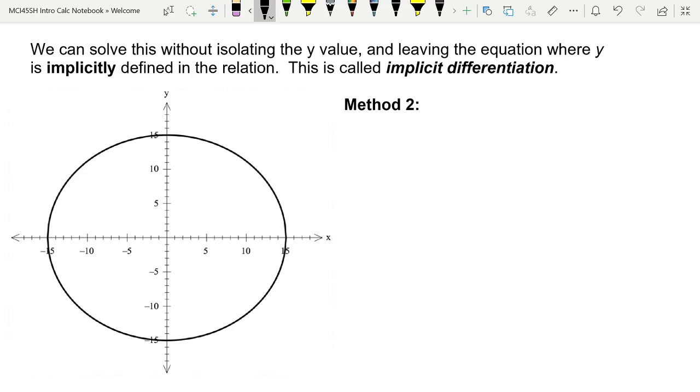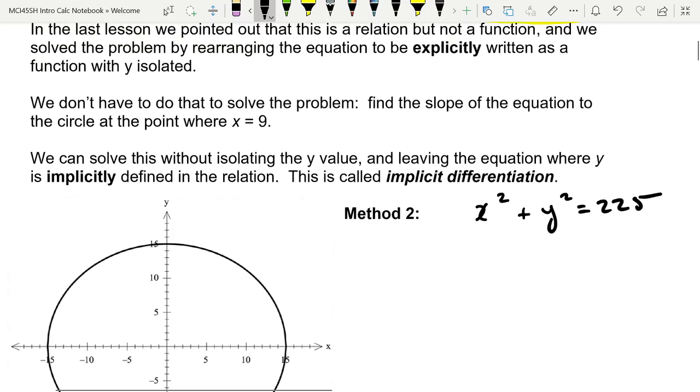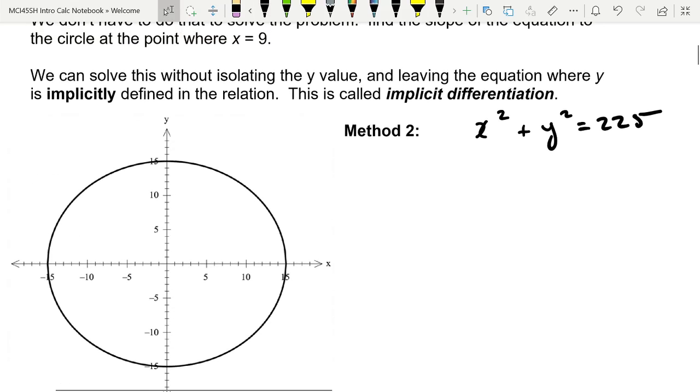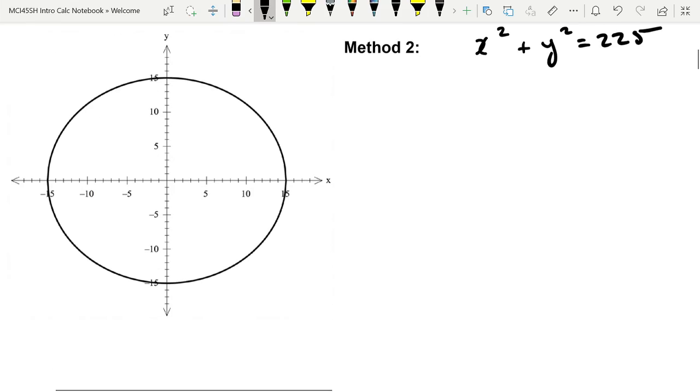So the equation again is x squared plus y squared equals 225. If you're just writing this as notes, you can write method 2, x squared plus y squared equals 225, and make yourself a quick sketch of that circle. And of course, what does the actual question say? We want to find the slope of the equation of the circle at the point where x equals 9. So when x equals 9, that's about there.